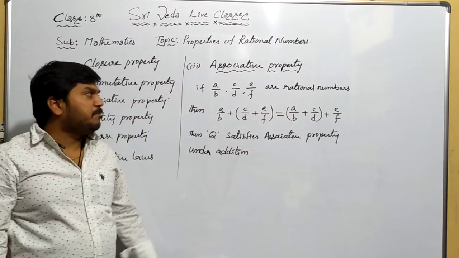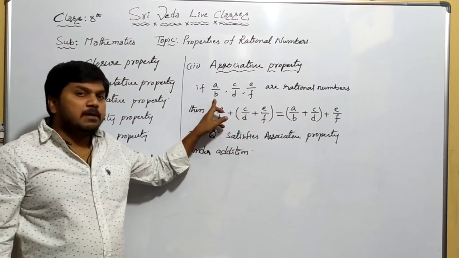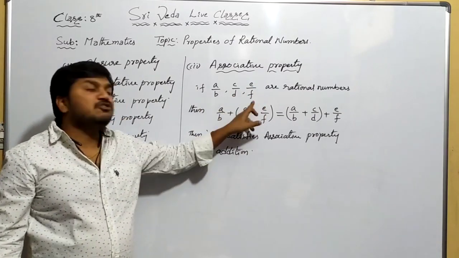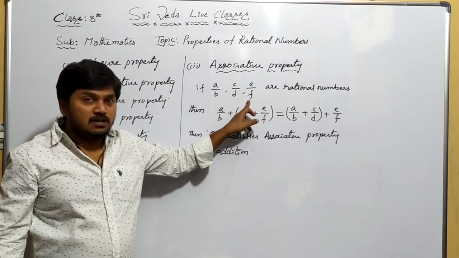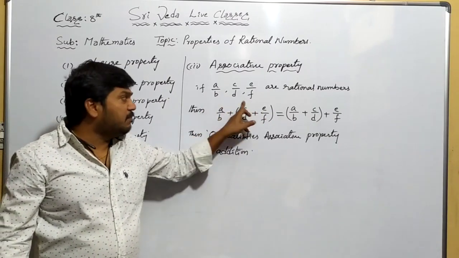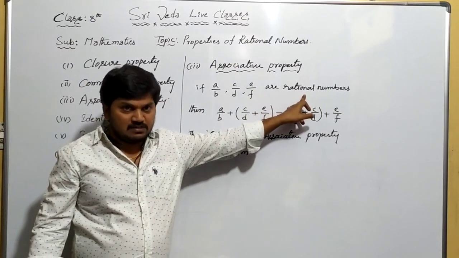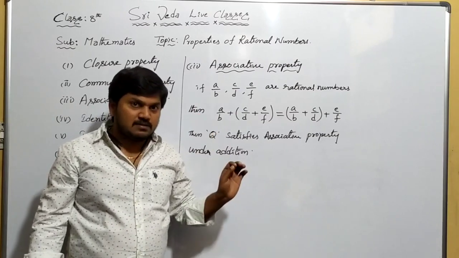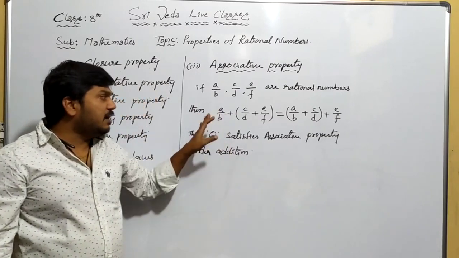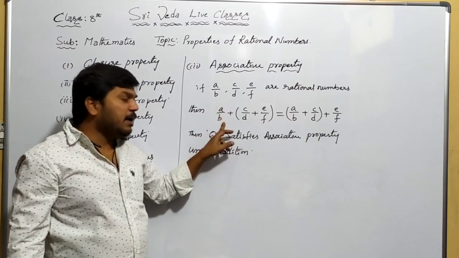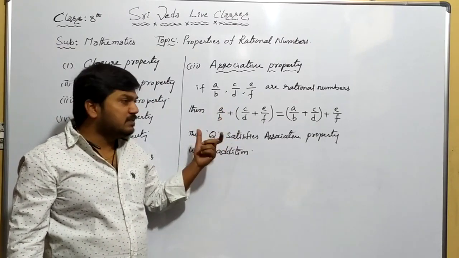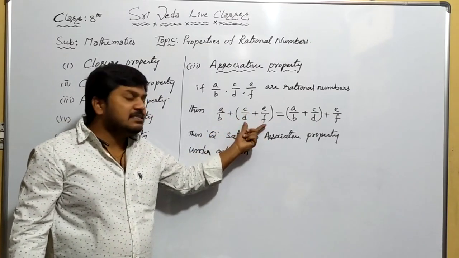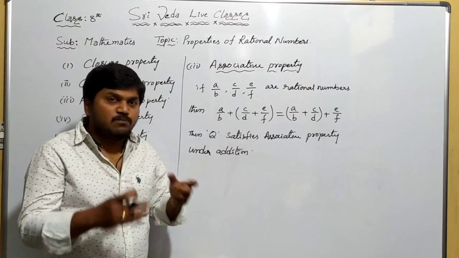See, you just observe this now. Here A by B, C by D and E by F are three rational numbers. We are taking three numbers from the set of rational numbers. Then see that they are satisfying A by B plus of C by D plus E by F, which is in the bracket. You know how to pronounce it. You can pronounce fast.